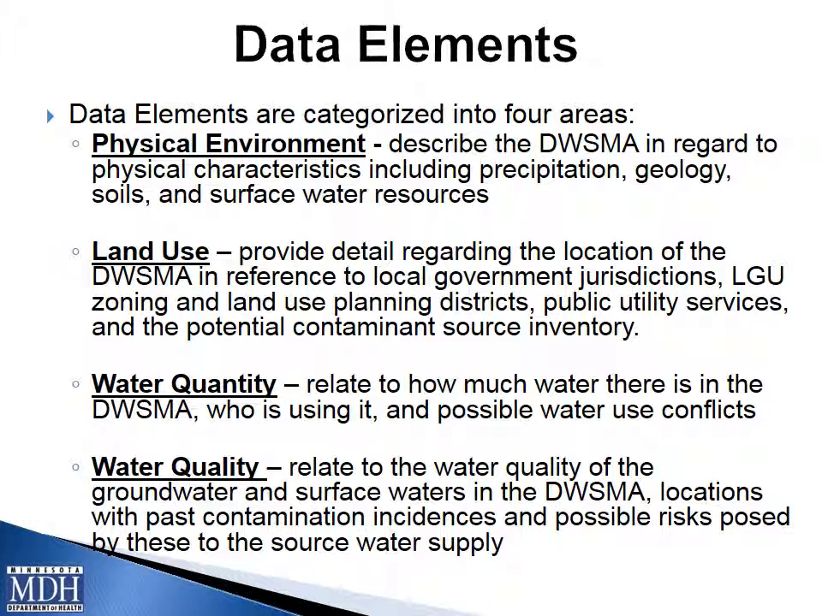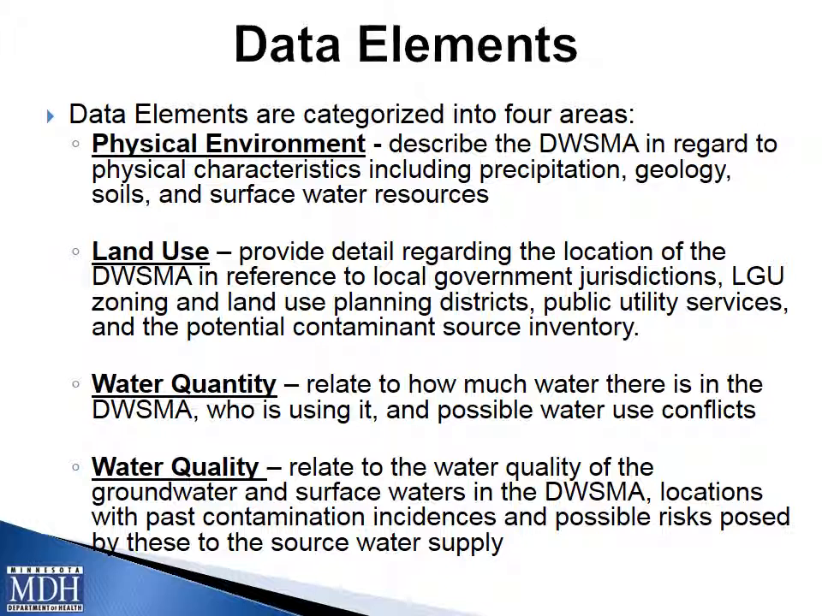The rule categorizes the data elements into 4 areas. These are shown on the table as the headings, and they are physical environment, land use, water quantity, and water quality. Physical environment data elements describe the drinking water supply management area in regard to physical characteristics that include precipitation, geology, soils, and water resources.